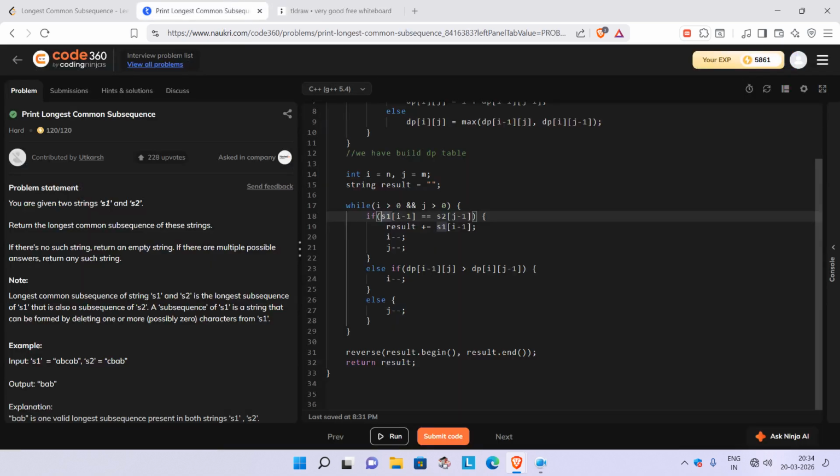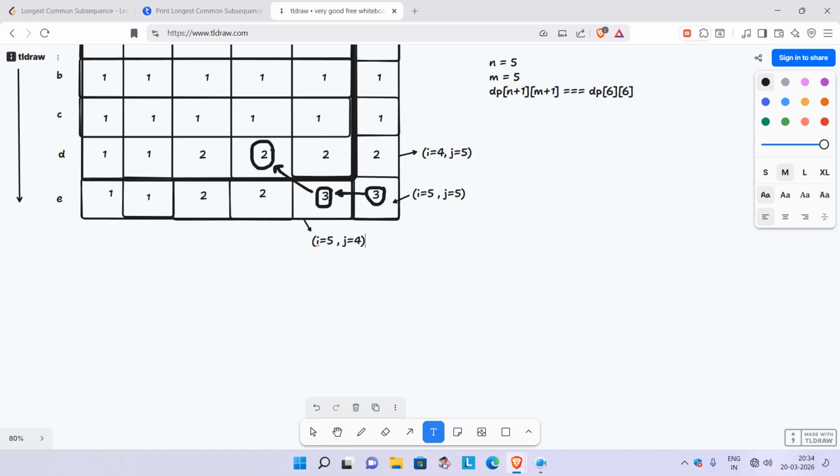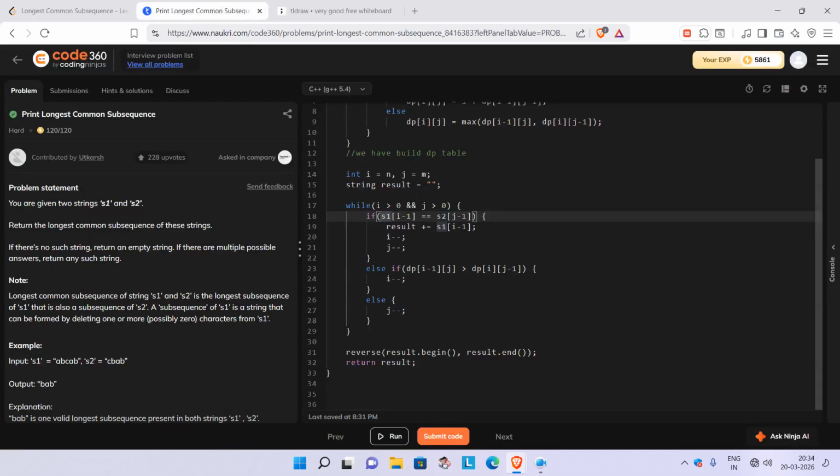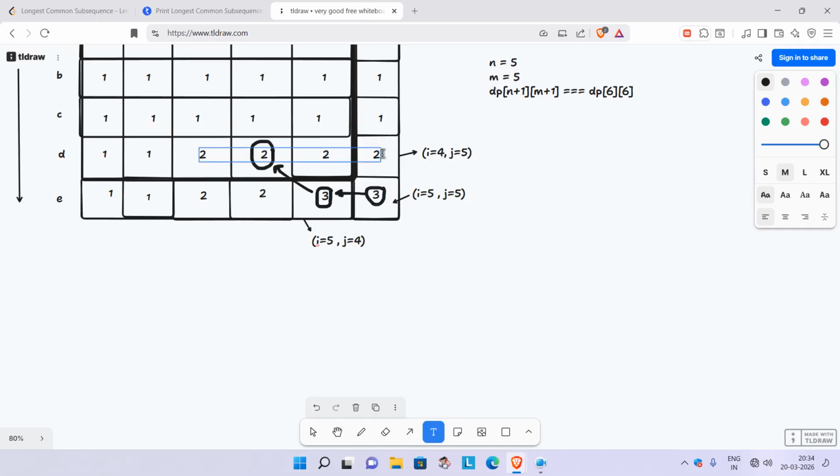So if our upper cell value is greater than its left cell value, this is the left cell value, this is the upper cell value. Whichever is greater, if our upper cell is greater, we simply use that value and do our i minus minus there.